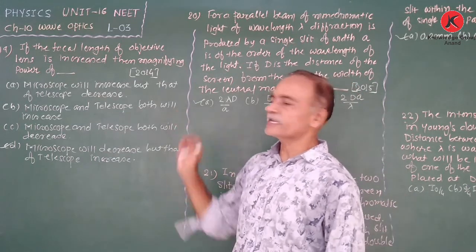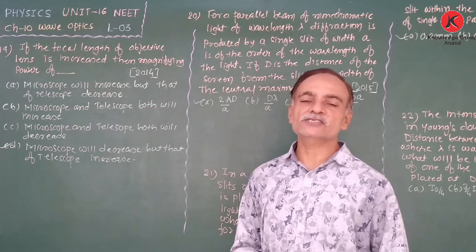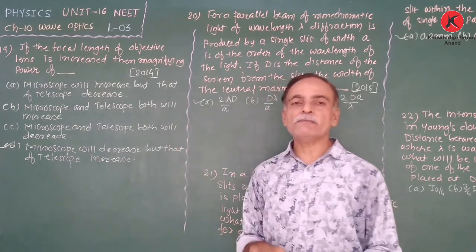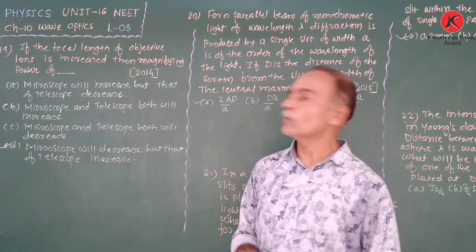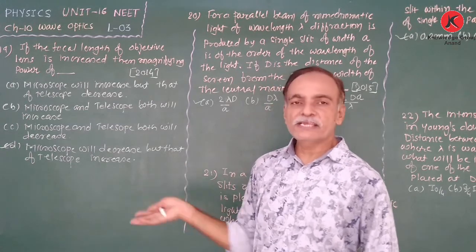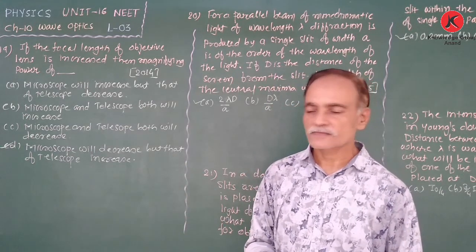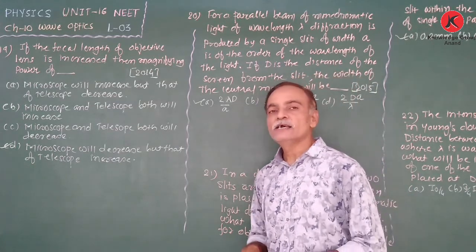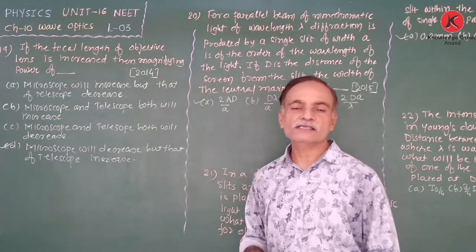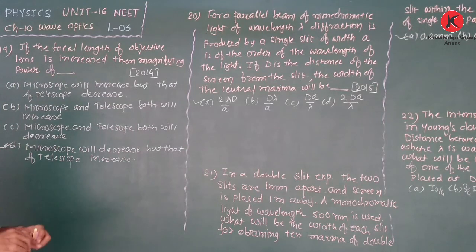First option: the magnifying power of the microscope will increase, but that of the telescope will decrease. Second option: the magnifying power of both microscope and telescope will increase. Third option: the magnifying power of both will decrease. And the last option: the magnifying power of the microscope will decrease, but that of the telescope will increase. So how do we judge the correct answer?